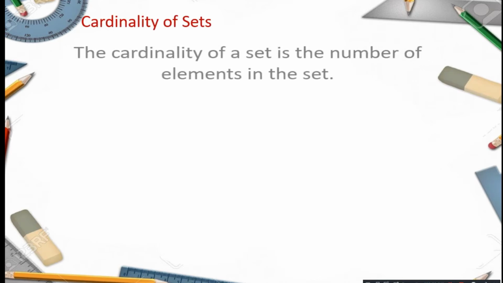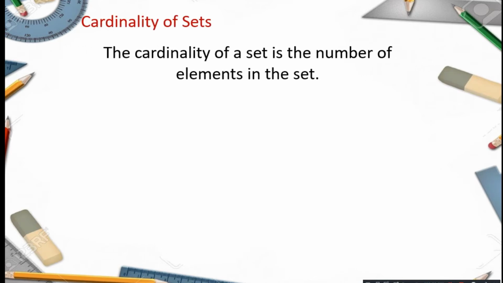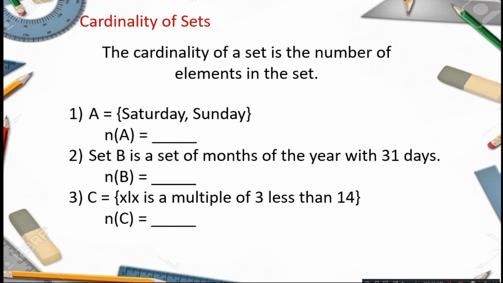Let's talk about the cardinality of sets. The cardinality of a set is the number of elements in the given set. Let's have the following examples. First, set A has the following elements: Saturday and Sunday. So how many elements do we have in this set? We have 1 and then 2. Meaning to say, the cardinality of set A is 2.